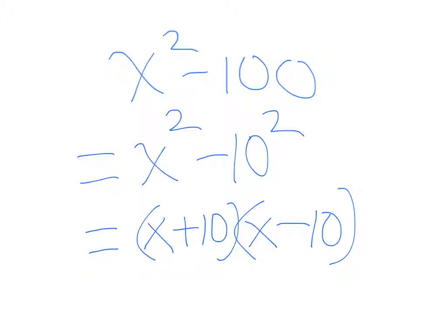Another thing to notice is these are called binomial conjugates of each other. They're the exact same terms with the middle sign or the back sign switched or opposite.